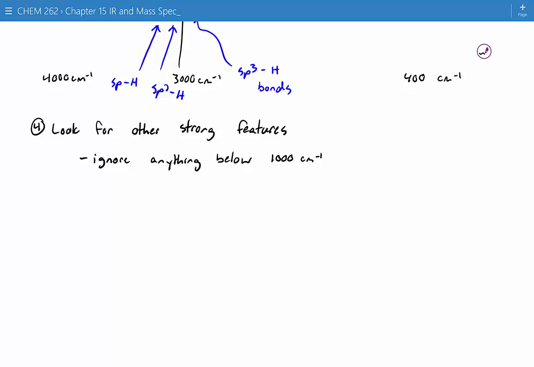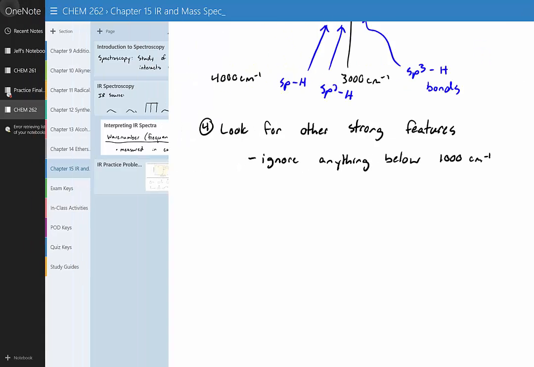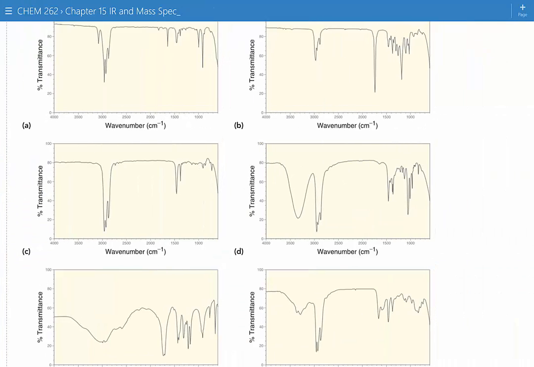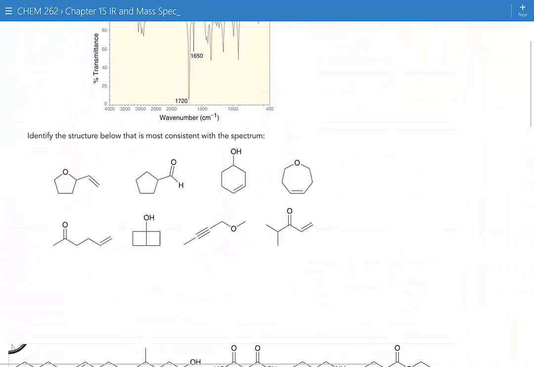I've had students before where they say, well, I've got a really strong peak. It's showing up where the halides should show up. I'm confident that my compound has a halogen on it. Well, not always. There can be a lot of other strong peaks in there, so don't really rely on anything below 1,000 too much. All right, so the last thing I was going to have us do is quickly go through some practice problems and see some real-world examples of what's going on here.